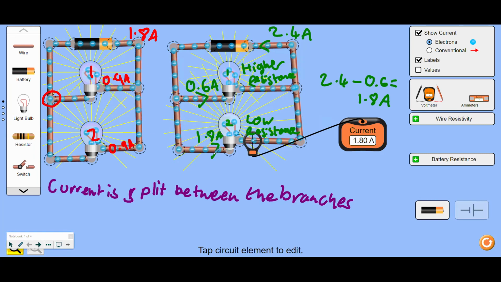So this tells us that there is more current flowing through the bottom, and therefore it has a lower resistance through the bottom bulb, bulb number 2, than through bulb number 1. So we can use this to calculate the current at different points, and it also tells us a little bit of something about the resistance.